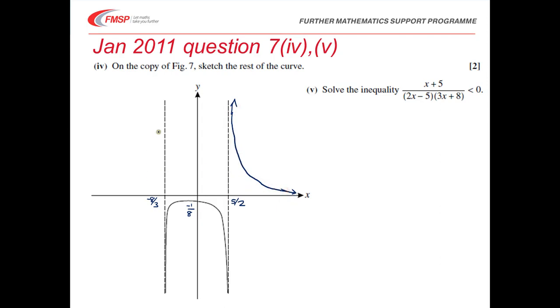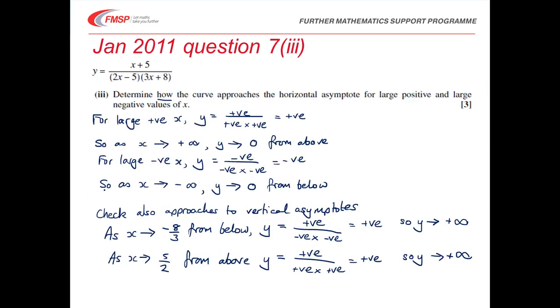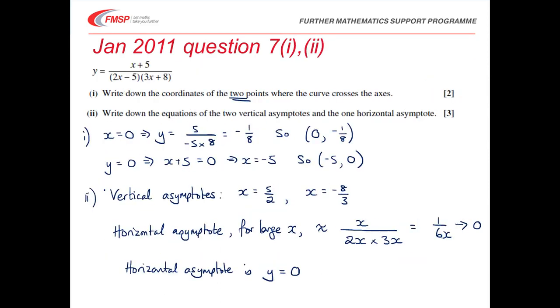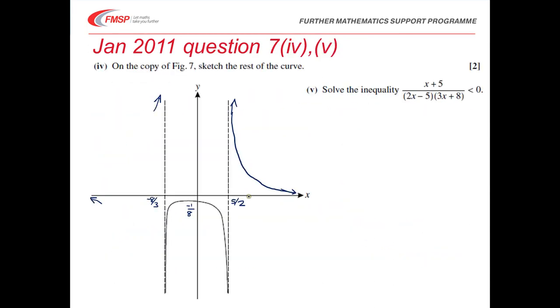On the other side, again, it was heading towards positive infinity, but it was heading towards 0 from below, and if we go back to the first page, it crossed the y-axis at minus 5, 0. So we need to mark that in. So it goes down, then it comes up again, and that point there is minus 5.